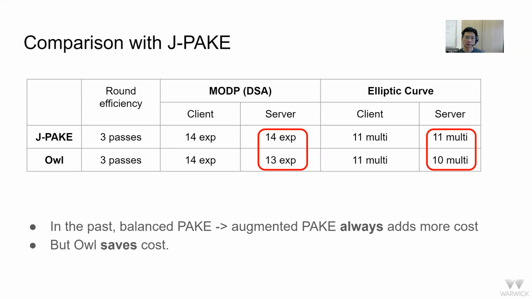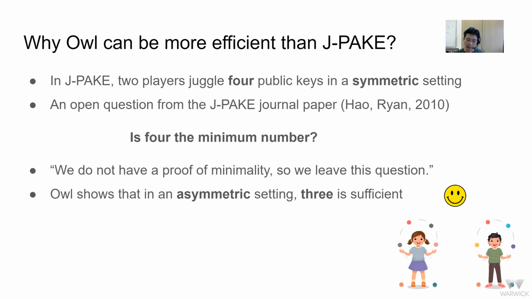If you look at the literature in this field, for the past 30 years, if you convert a balanced PAKE to an augmented PAKE, the conversion always adds more cost to the original protocol. But here, we don't add any cost. Instead, it actually saves cost. So why can OWL save cost? This could be explained by an open question we posed in 2010.